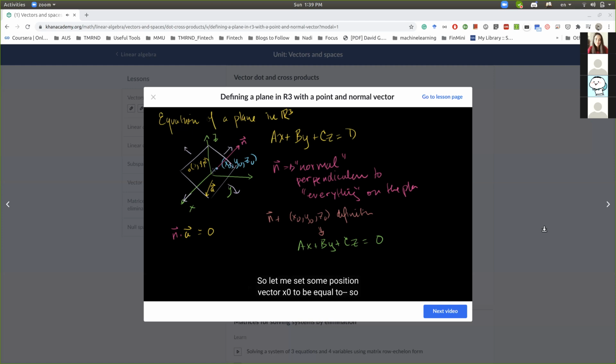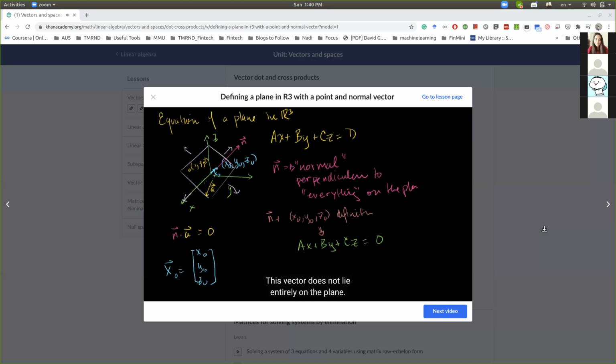So let me set some position vector x naught to be equal to... I'm going to define x naught to be equal to the scalar x naught, y naught, z naught. Now I want to be very clear. This specifies the coordinate that lies on the plane. This vector does not lie entirely on the plane.